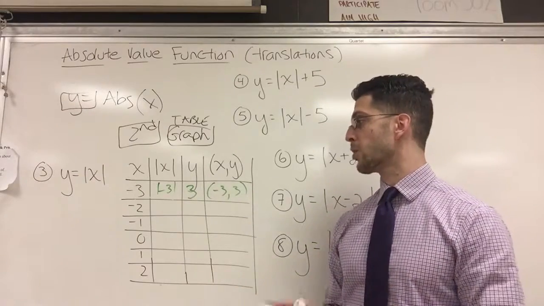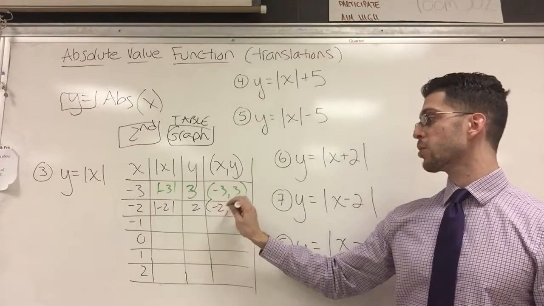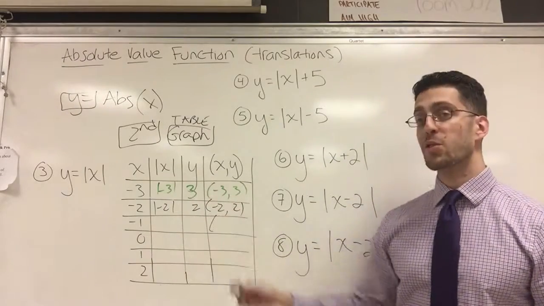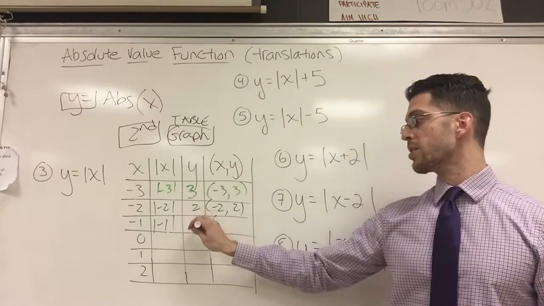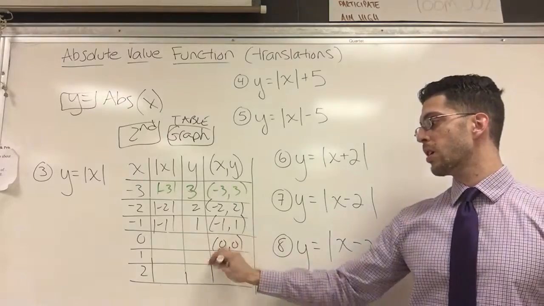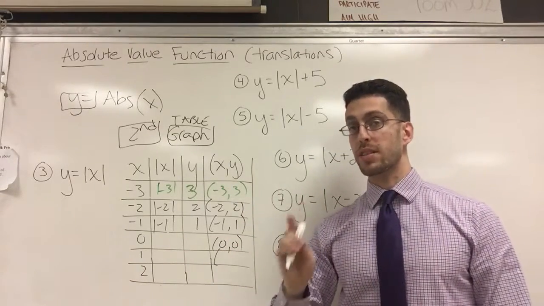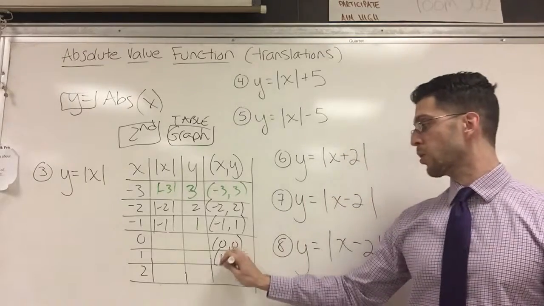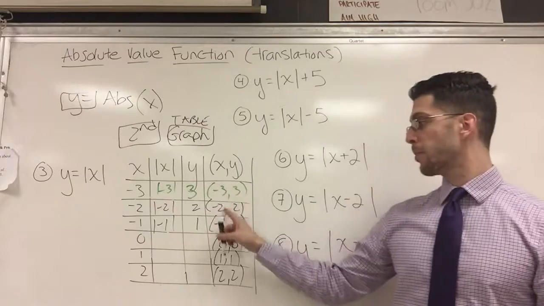All right. So -2. The absolute value of -2 is positive 2. That gives you -2, 2. This one I don't have to show my work anymore, but I'll do one more time. Absolute value of -1 is positive 1. So that's -1, 1. 0, 0. Absolute value of 1 is still 1, positive 1. It's not the opposite, it's the positive value. So 1, 1, 2, 2.